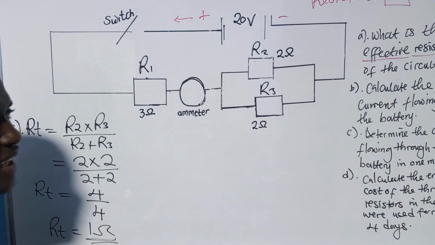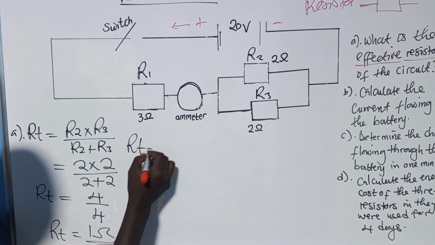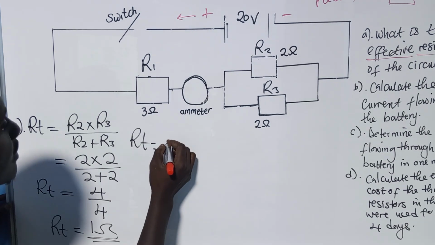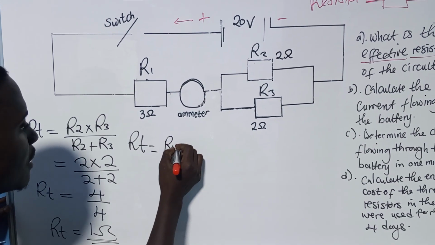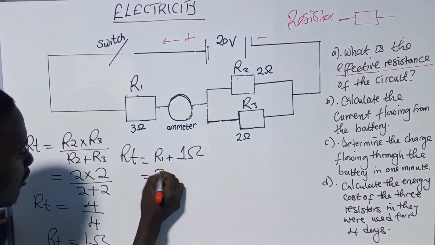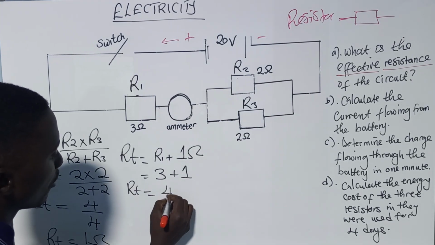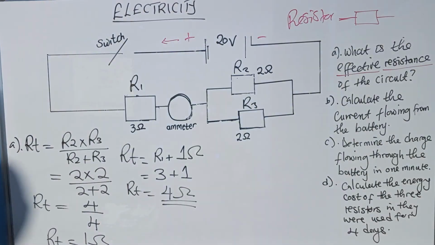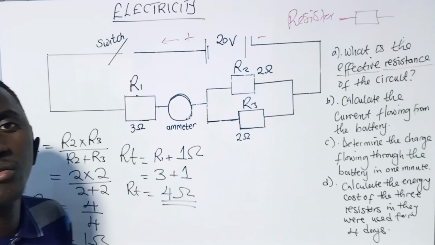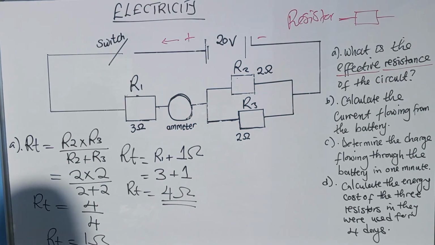But since the question is saying we should find the total resistance, we need to add now R total, this one which we have found here, and this one which is in the series, which is 3. So we are going to add the R1 plus the one that we have gotten from this. And we are going to get 3 plus 1. And this is going to give us 4 ohm. Meaning the total resistance of the entire circuit, it is 4 ohms, and you get your answer. Just this. That's your A.